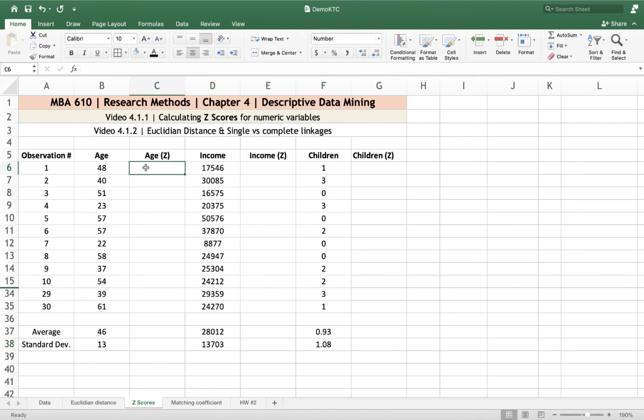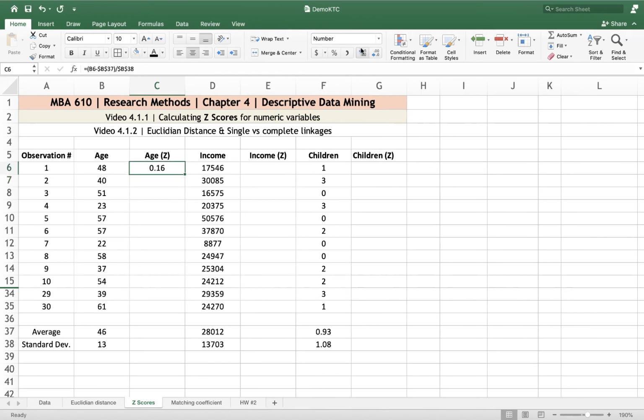So the z-score measures how far this observation varies from the mean, measured in standard deviations. To calculate the z-score, I take the level of the variable for the observation I'm interested in, and I subtract the average. I then divide that by the standard deviation. I'm going to make sure to use an absolute reference, that's Command T or F4, on both the sample average and the sample standard deviation so that I can drag my results down.